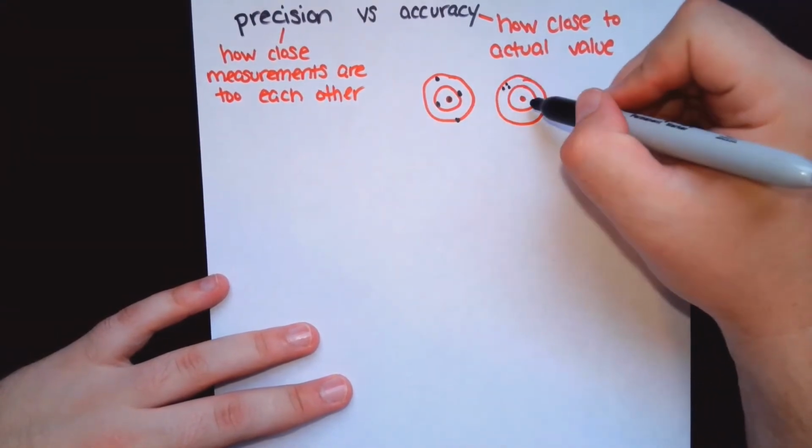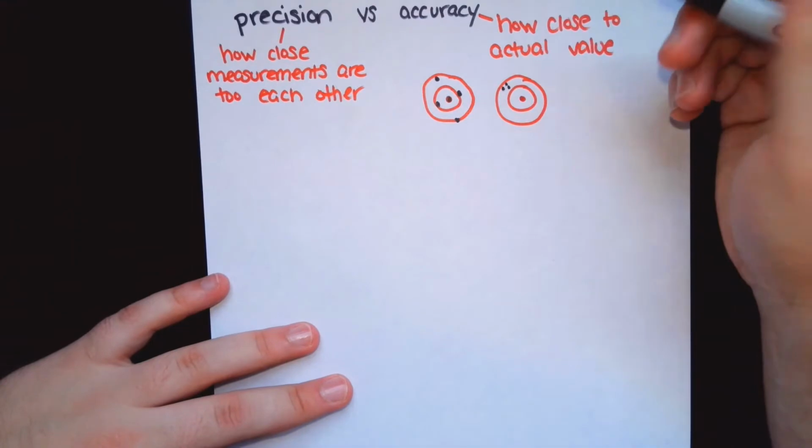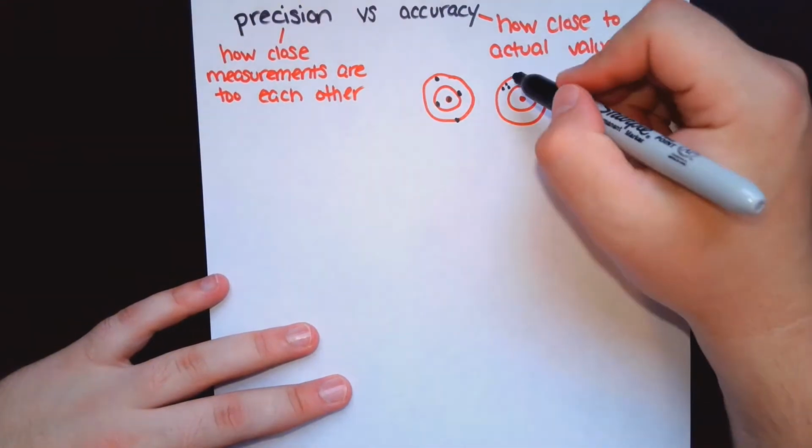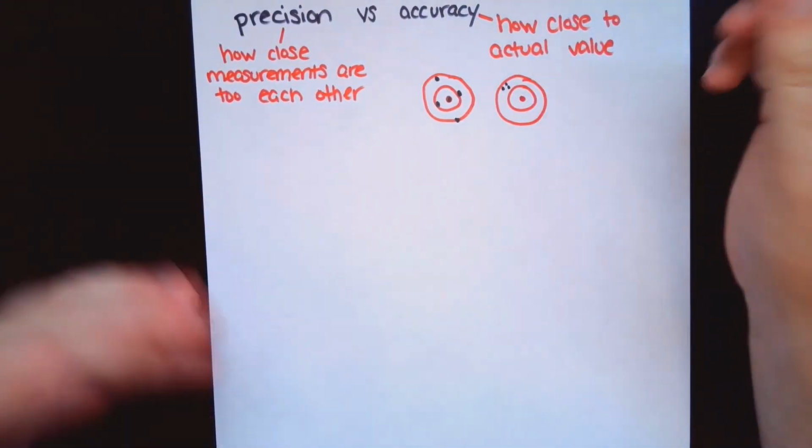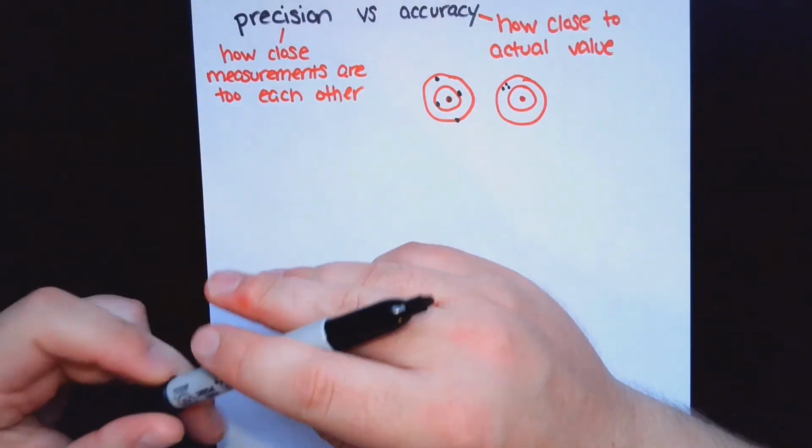And of course, if you group all of them right at the bullseye, that would be both precise and accurate. And if you just have complete randomness all over, that could be neither precise nor accurate.